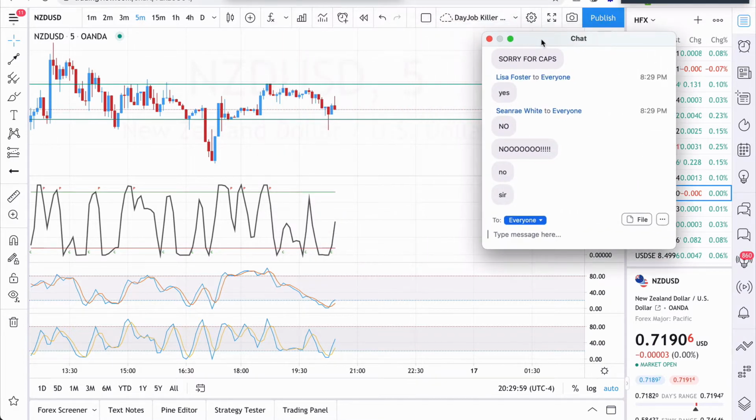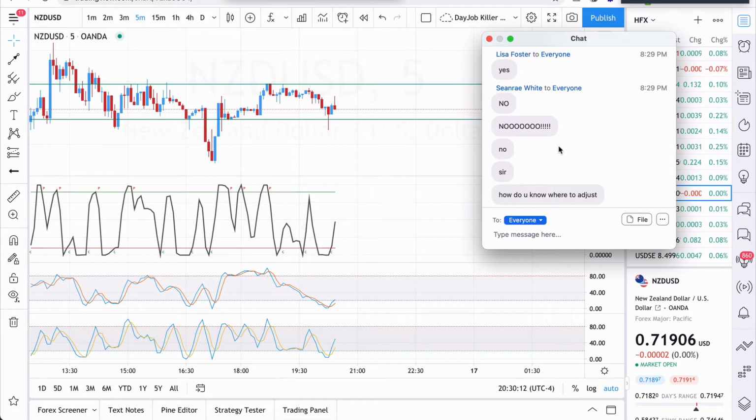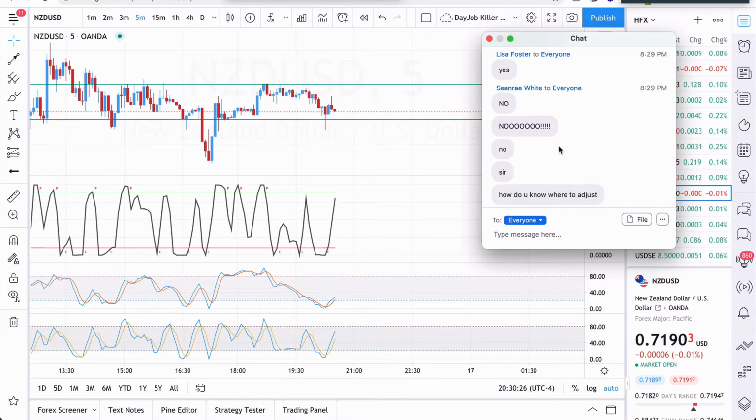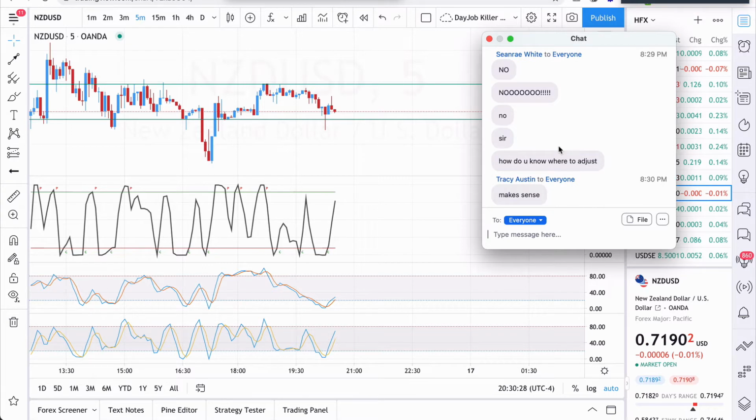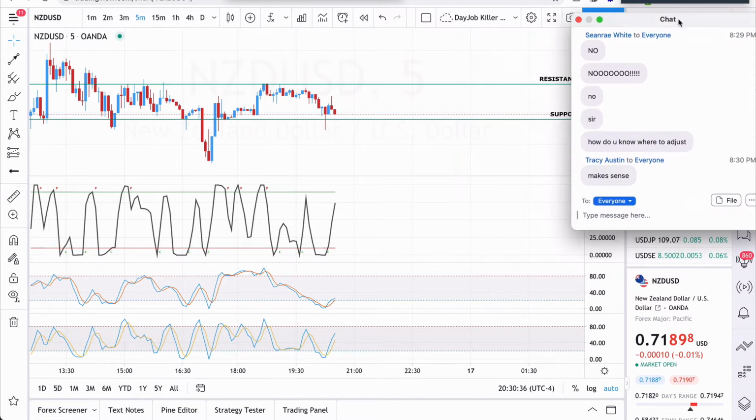I adjusted the support and resistance because now we're on a smaller time frame, and I want to see how price reacts between the levels on this time frame. Does that make sense? I know where to adjust because I understand support and resistance. It would take me too much time to really give a true explanation on this particular training about support and resistance. But basically, the levels indicate where price has reacted.